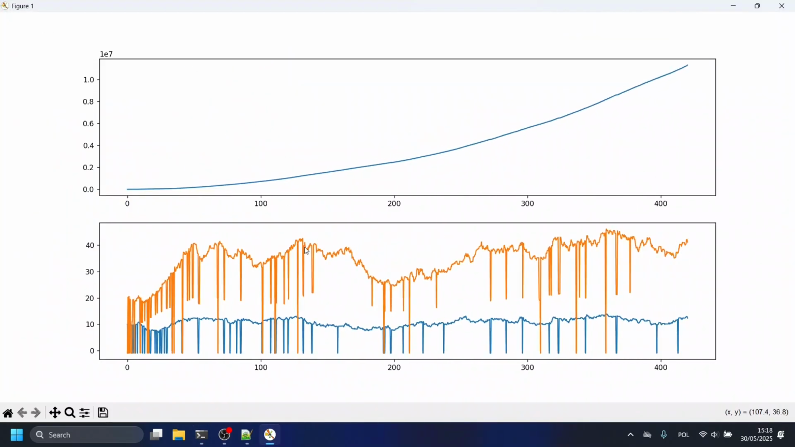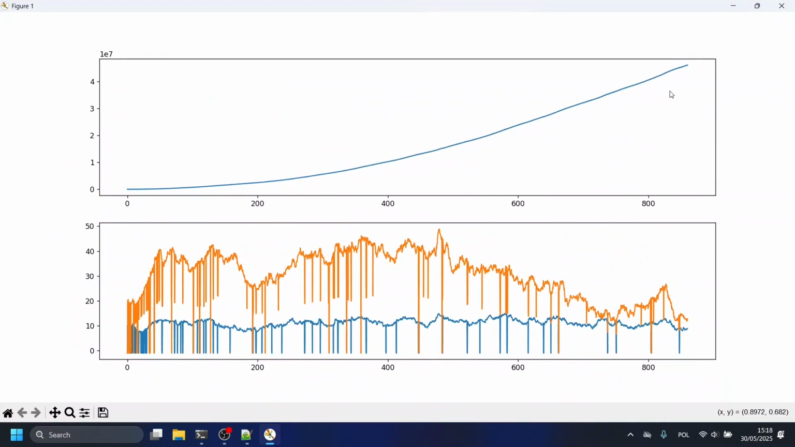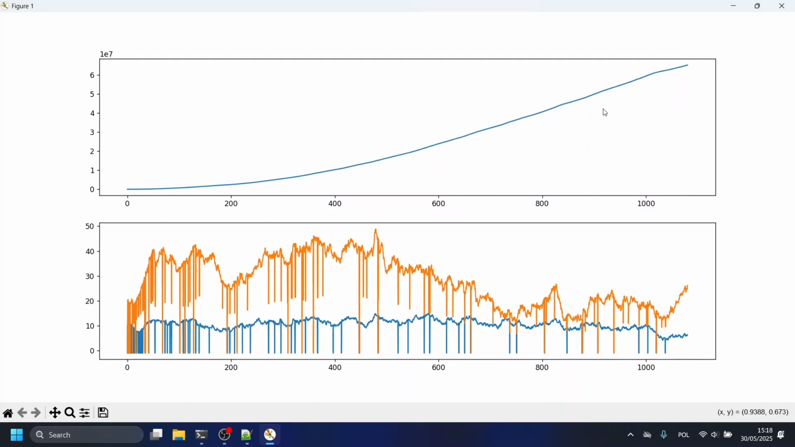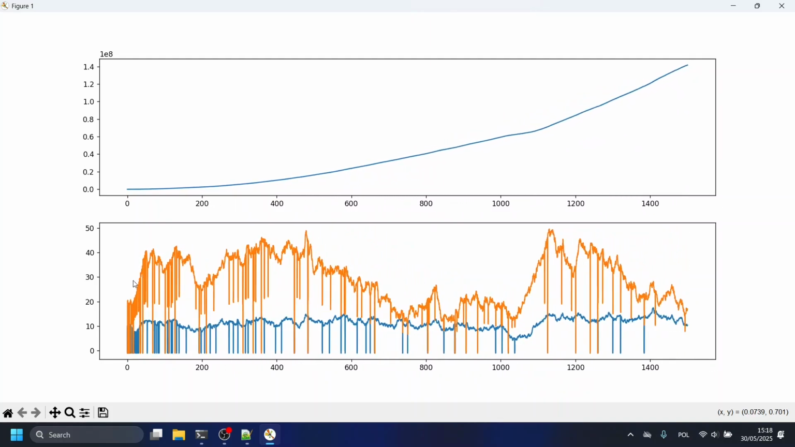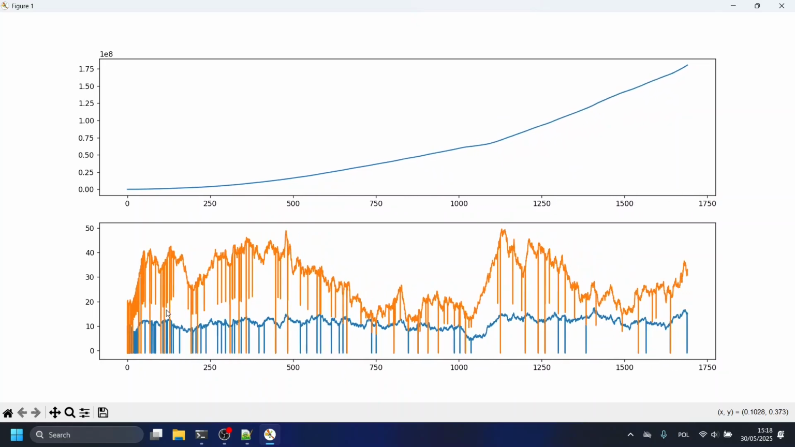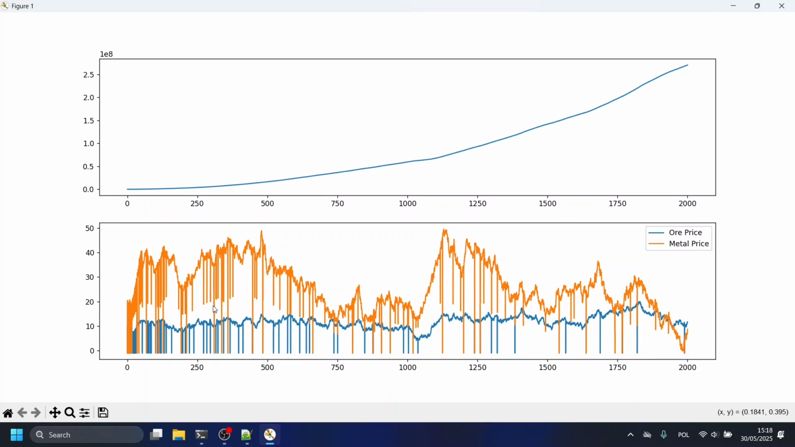So, as we can see from these, no company has gone bankrupt quite yet because there are no sudden jumps in the average net worth. We can also see some vertical lines. These vertical lines are basically where there wasn't any of that material in the market. So these orange vertical lines mean that there wasn't any metal in the market, and these blue vertical lines mean that there was no ore in the market.